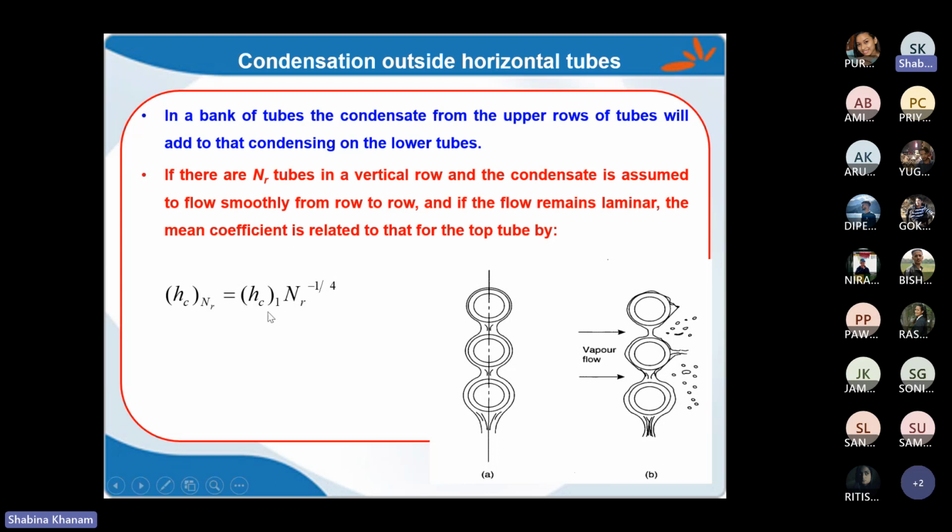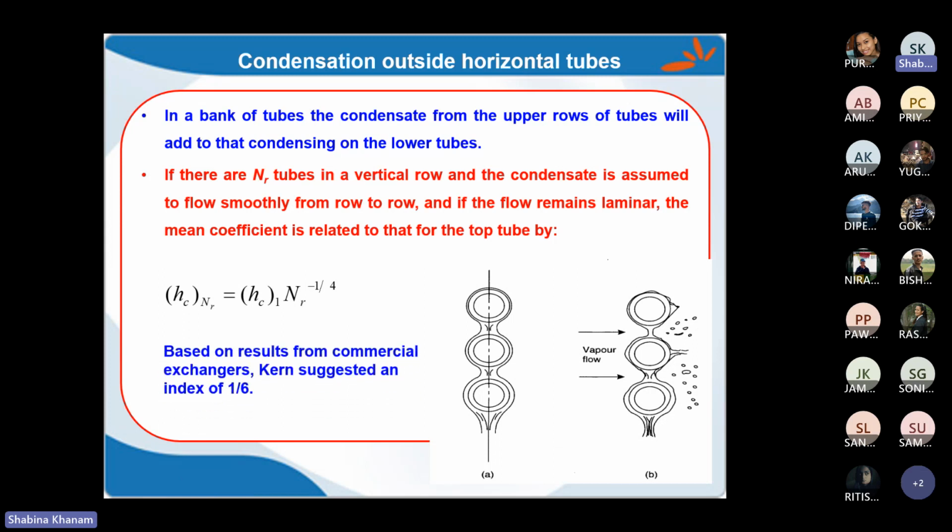How can you calculate this NR? It will be dB by PT dash, because this is at the center. I hope you are getting my point. So NR you can calculate, and to the power minus 1/4, the average heat transfer coefficient of the bundle will be reduced by this factor.